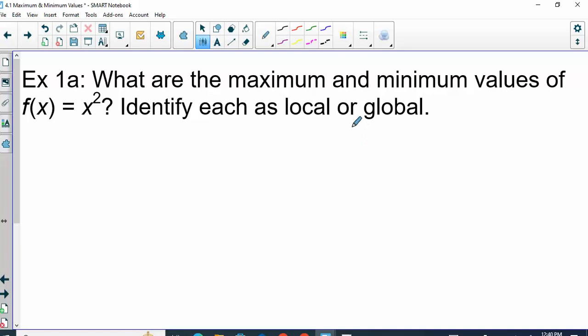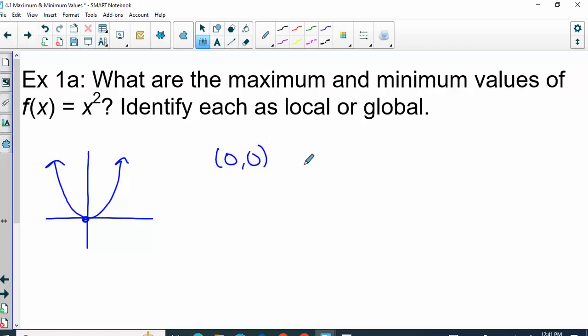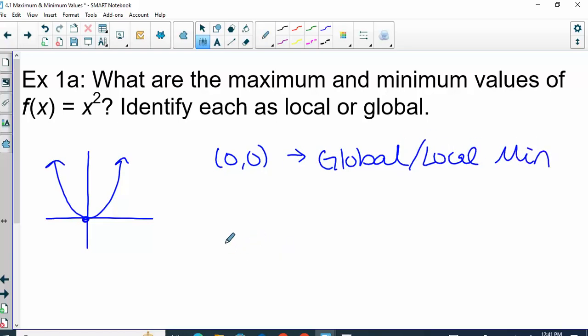If I said we were looking at x squared, what does x squared look like? Parabola. Does it have any maximums or minimums? Yeah, where? (0, 0). What is that? Max, min, local, global? Global min, and since it's not an endpoint, it would also be local. So it's global or absolute and local min at (0, 0). We could get that from the graph just by looking at that point.